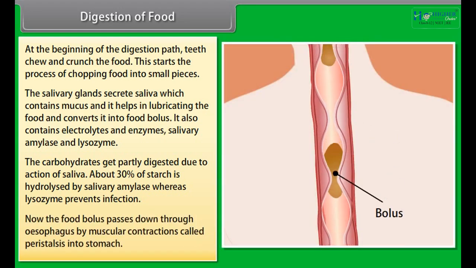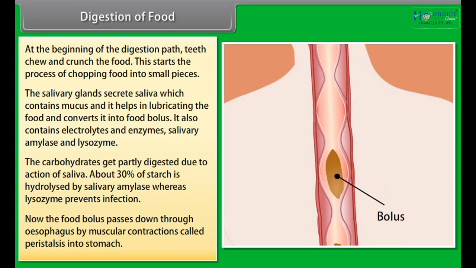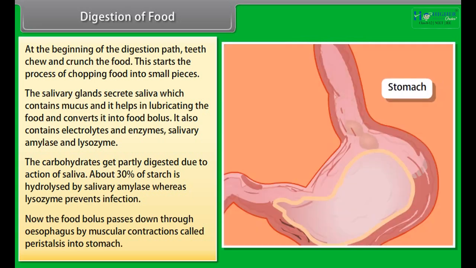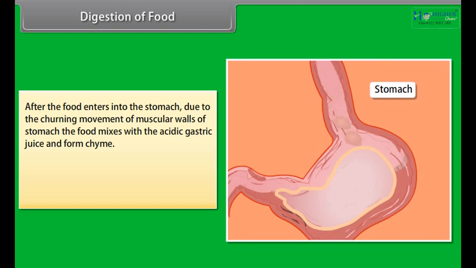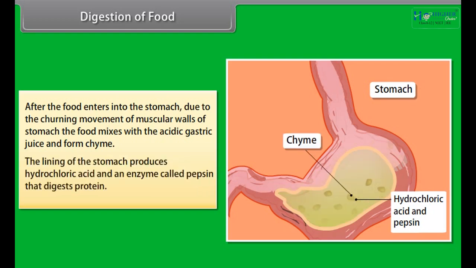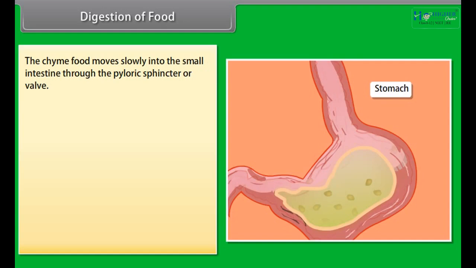Now the food bolus passes down through esophagus by muscular contractions called peristalsis into stomach. After the food enters the stomach, due to the churning movement of muscular walls of stomach, the food mixes with the acidic gastric juice and forms chyme. The lining of the stomach produces hydrochloric acid and an enzyme called pepsin that digests protein. The chyme moves slowly into the small intestine through the pyloric sphincter or valve.